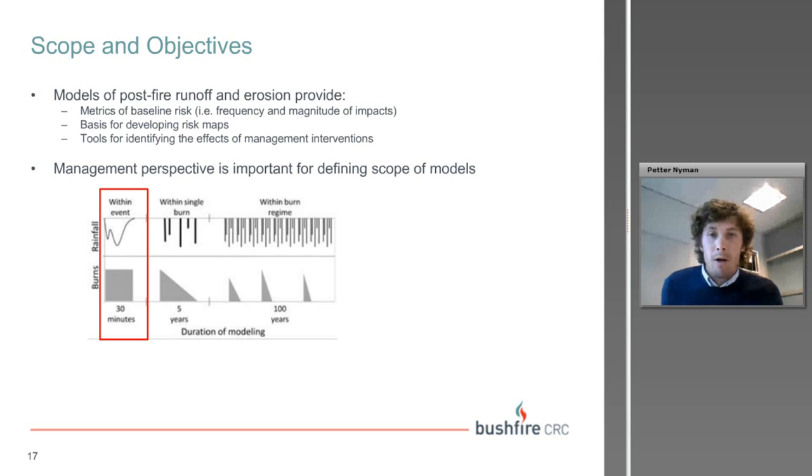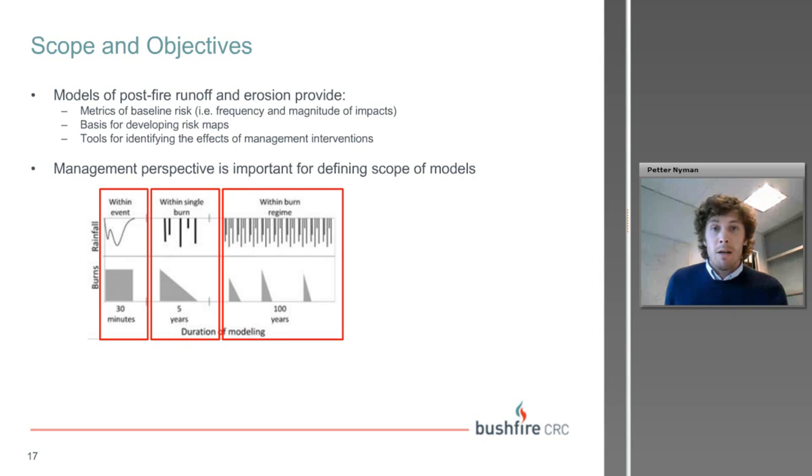In this little figure here, you have 3 different temporal scales. One is within an event. The other temporal scale is during a recovery from a burn, so a 5-year time frame, and the other scale is a 100-year time frame. So each of these time frames have different types of parameters that determine what type of erosion risk you need to predict.